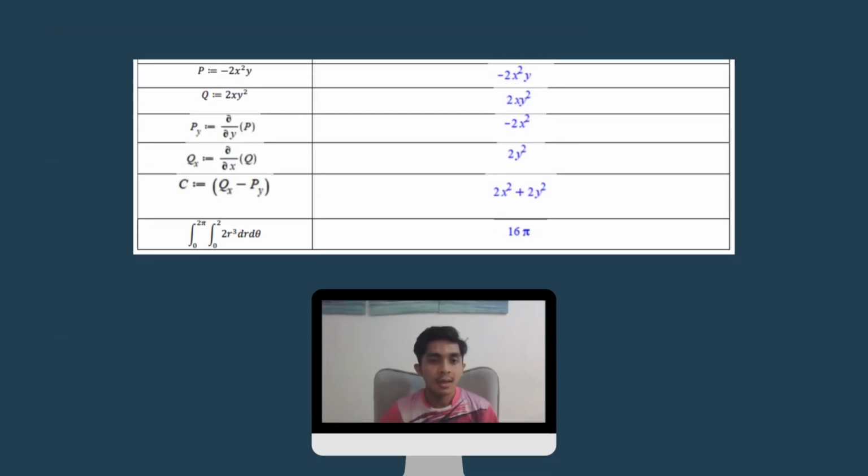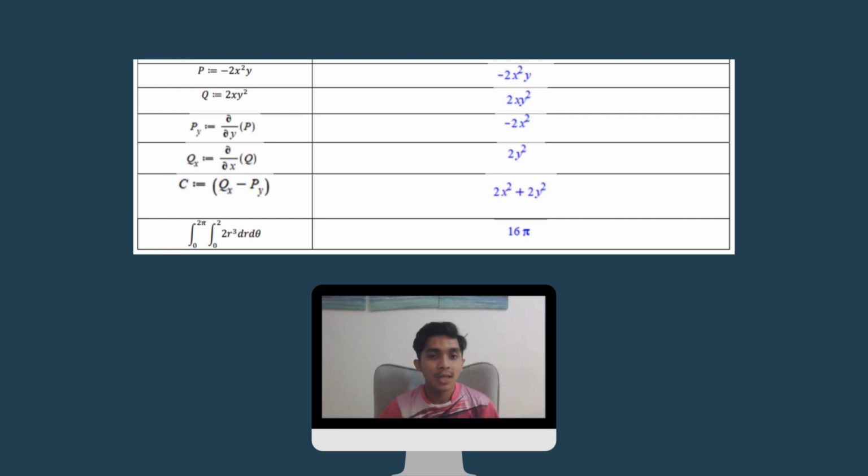Then we let p equal negative 2x squared y and q equal 2xy squared. After that, we use the partial derivative of p with respect to y and the partial derivative of q with respect to x. Hence, we got curl equal to qx minus py. We convert the rectangular form to the polar coordinates, and we evaluate the double integral to get the answer of negative pi.